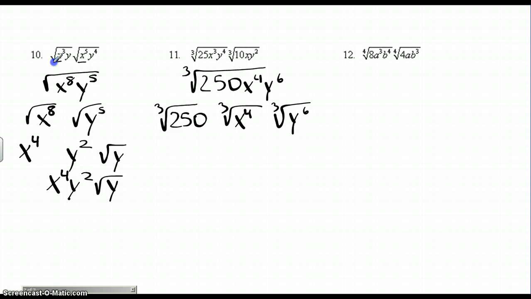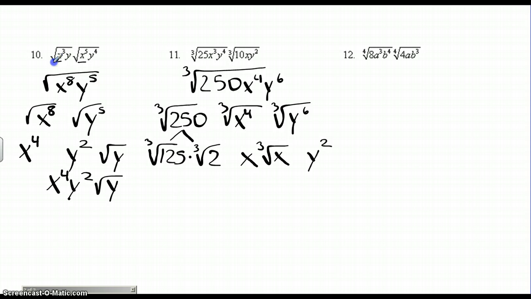So now what I'd like to do is show you that we need to find a perfect cube root. And the perfect cube that fits into 250 is actually 125. So I'm going to break this off into the cube root of 125 times the cube root of 2. Okay. How many times does 3 go into 4? It goes in once, so I have x to the first times the remainder of just 1. And then how many times does 3 go into 6? It goes in twice, so I have the y squared.